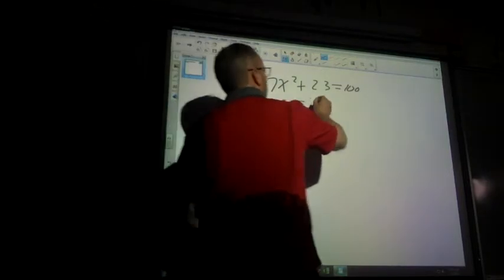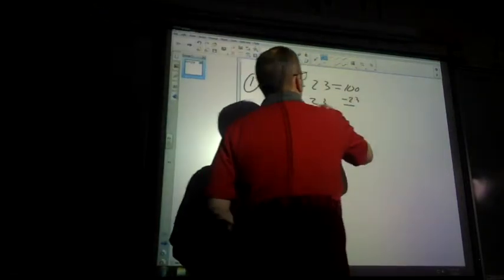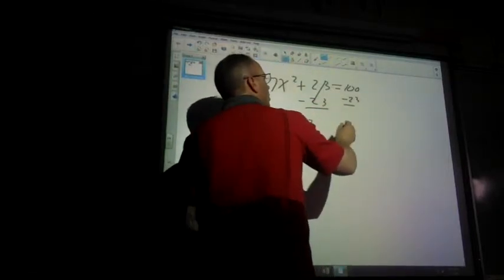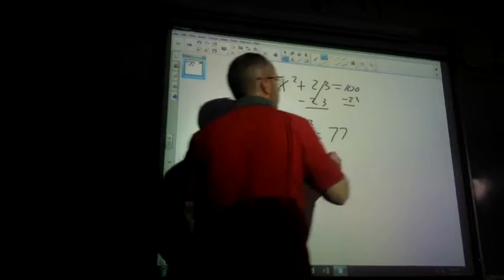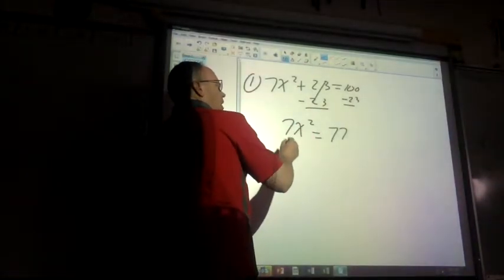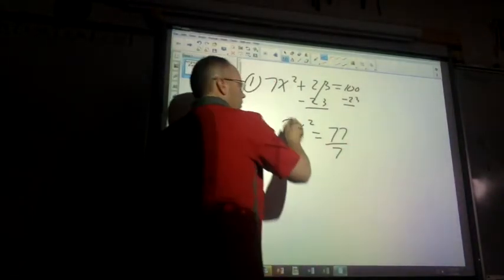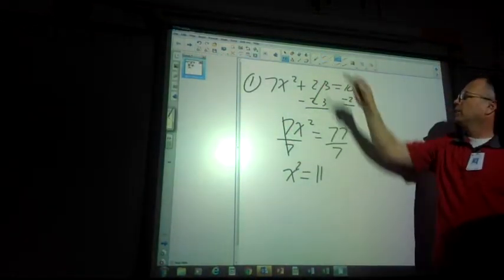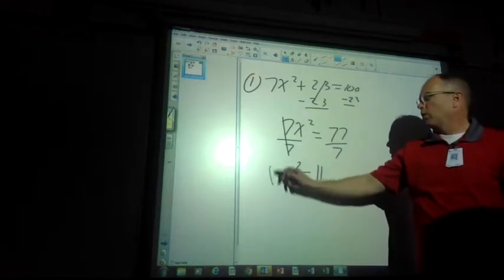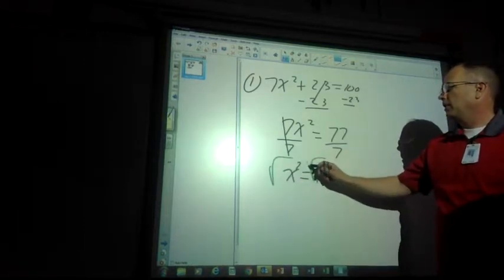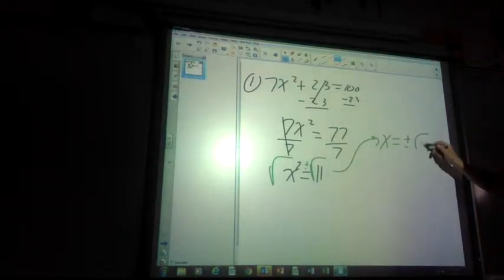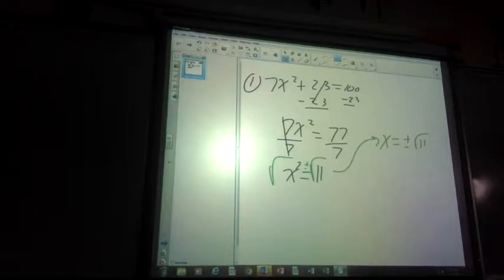I could say, well, let's subtract 23 from both sides. Those cancel, so I get 7x squared is equal to 77. And then, let's undo the 7 by dividing each side by 7. Bam. X squared is equal to 11. What do I have to do to both sides? Square root it. What should I not forget? Plus or minus. So my answer is x equals plus or minus the square root of 11, which is a little bit bigger than 3. Is that okay? Yes, it is.